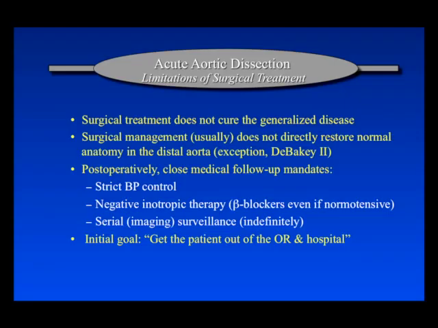Surgical treatment does not cure the generalized disease. Surgical management usually does not directly restore normal anatomy in the distal aorta. The Penn group has been championing doing simultaneous stent grafting for the descending aorta, which may improve this result, but this is still to be only done in very experienced centers. Postoperative close medical follow-up mandates strict blood pressure control, negative inotropic therapy, and serial imaging studies.